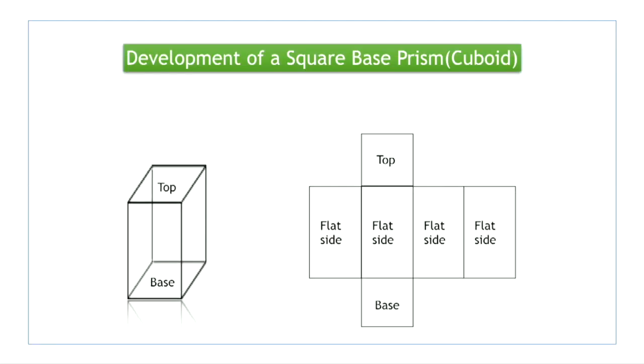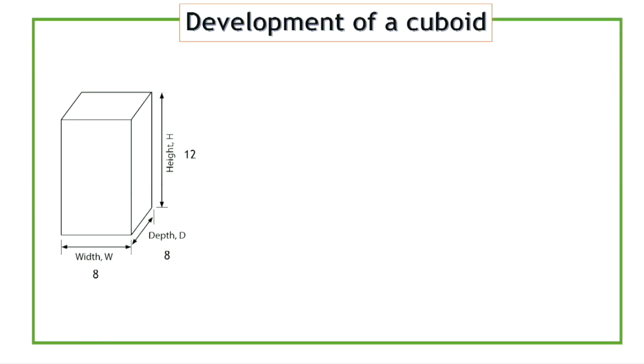This figure shows a square base prism, which is also known as a cuboid. The base and top are square and are bounded by 4 rectangular flat sides. We are going to see how to work out its development. To do so, let us study the cuboid shown. When we start drawing the development, we have to consider the 3 main dimensions, namely the width, the height, and the depth as shown.